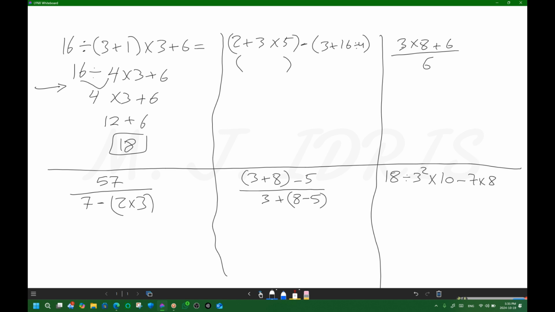So it's still here, 2 plus 15, because I solved multiplication first. 3 times 5 is 15. Next, it's going to be 17. Since I only got one value, I don't need to write the brackets anymore. That's it. No need for the brackets. Minus. Let's solve this bracket now. Again, I have addition and division. I'm starting with the division first. 16 divided by 4 is 4. 3 plus 4 is 7.